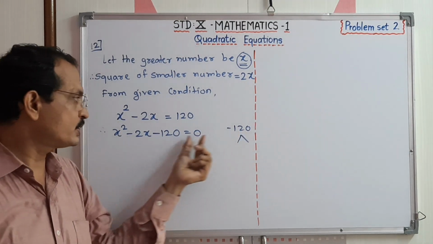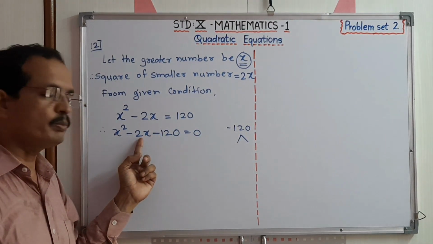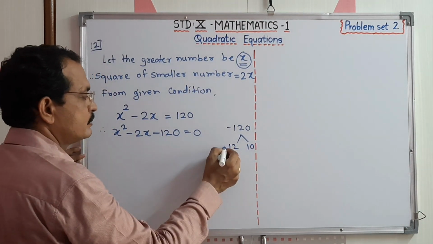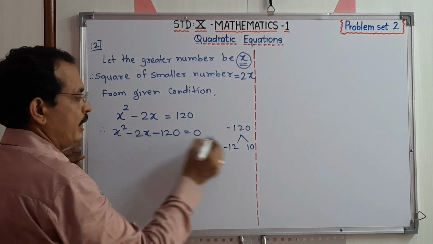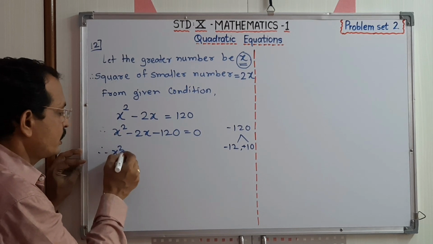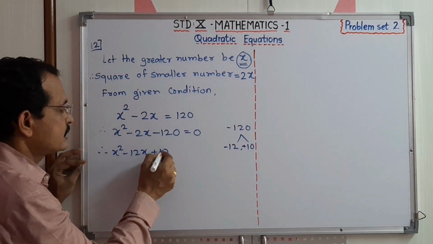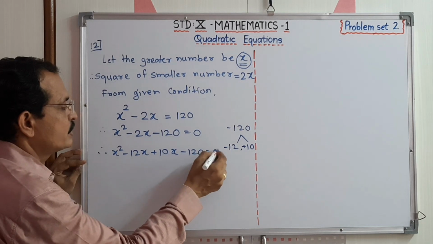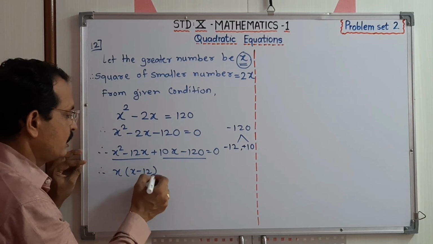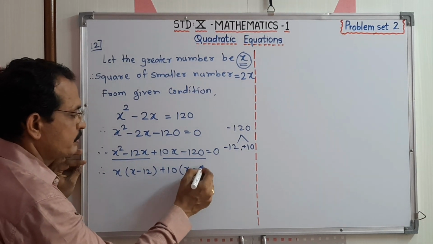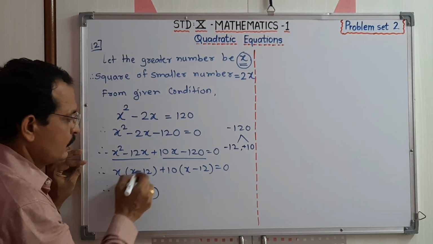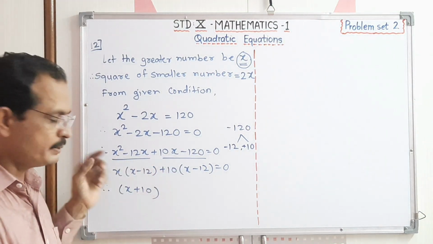Now we have to make the factors of 120 whose difference should be 2. Yes student, very easy, it is 12 and 10. It is minus 12 and here it is plus 10. Now we have to write x square minus 12x plus 10x minus 120 is equal to 0. Therefore (x minus 12)(x plus 10) equal to 0. All of you understand this? These are the easy method steps.